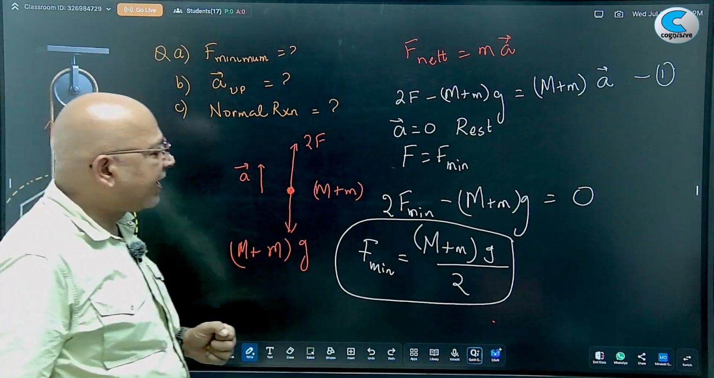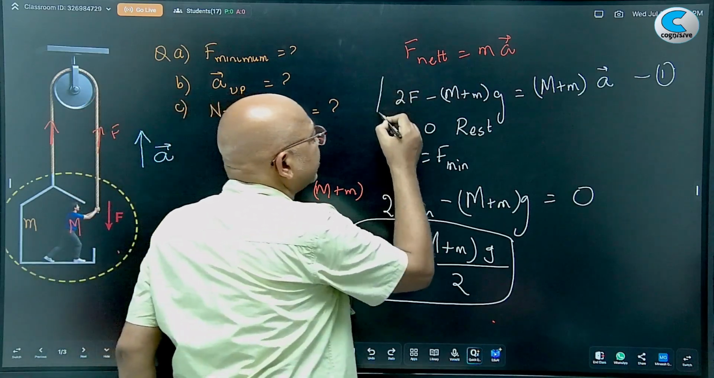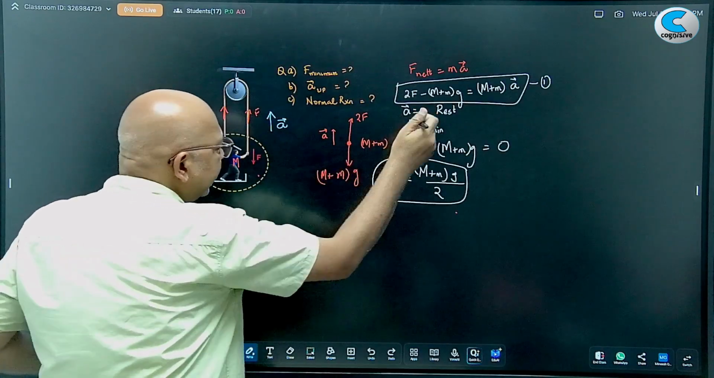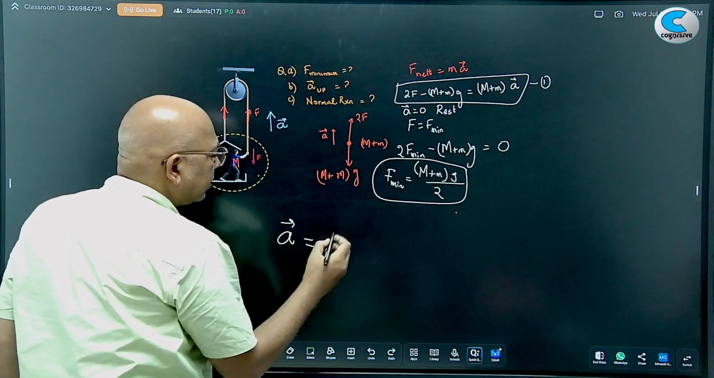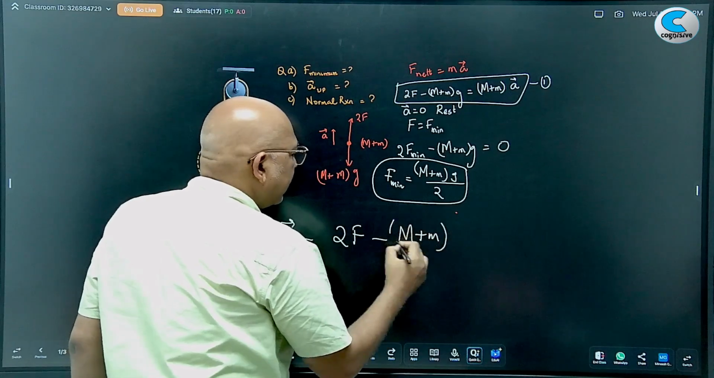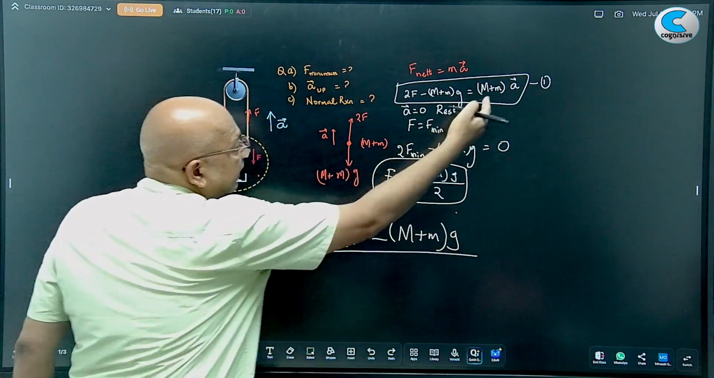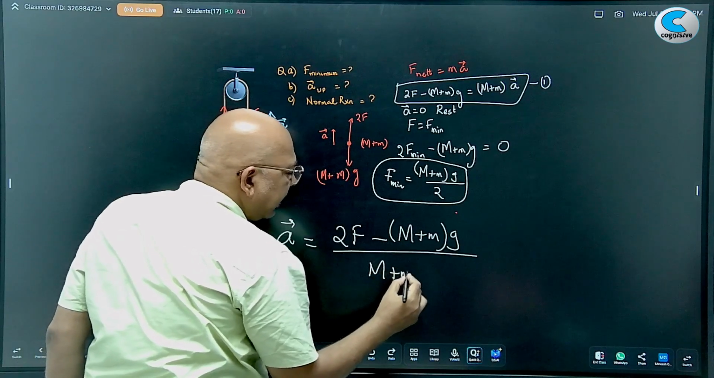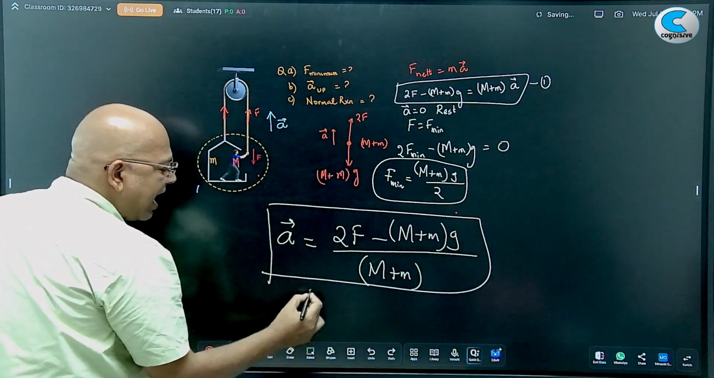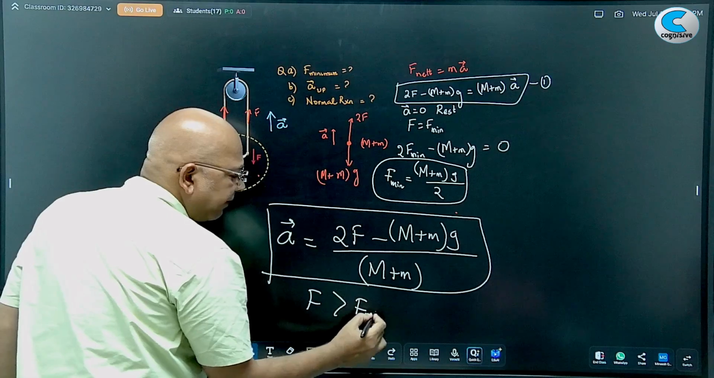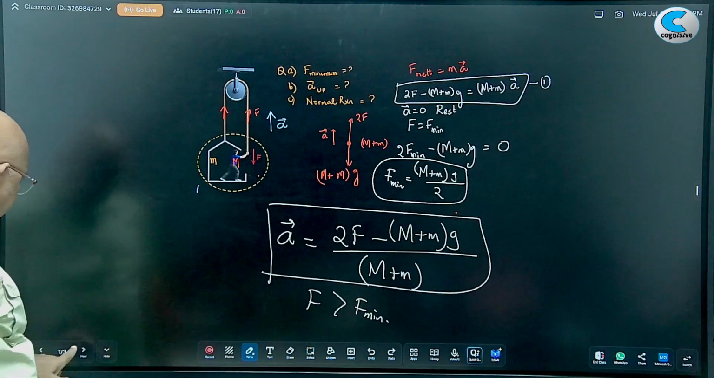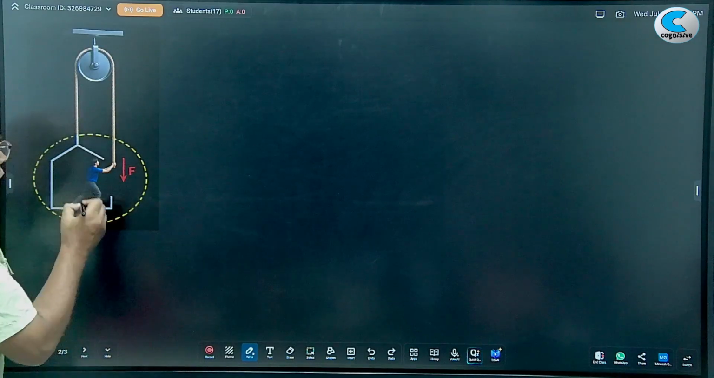Now, if I want to find out what is the acceleration of the system, then we look at this equation and we find that acceleration will be equal to 2F minus capital M plus small m into g, whole divided by, I will take this mass down, M plus small m. So that is the acceleration when F is greater than F minimum. Right? Make sense? Good.